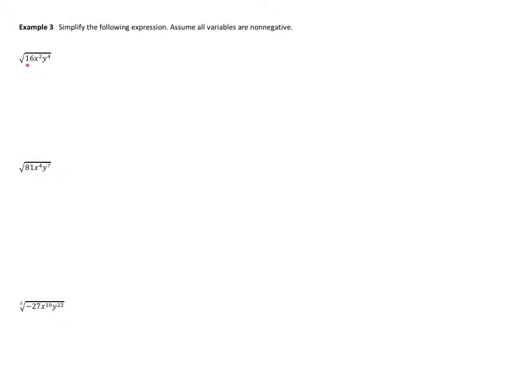So let's start with this here, 16x squared y to the fourth. As we saw in the previous lesson, if I can write each of those as a perfect square, simplifying this is going to be very easy. And there's actually no problems. This is the square root of, well, 16 is 4 squared, and x squared and y to the fourth have exponents that are both divisible by 2.